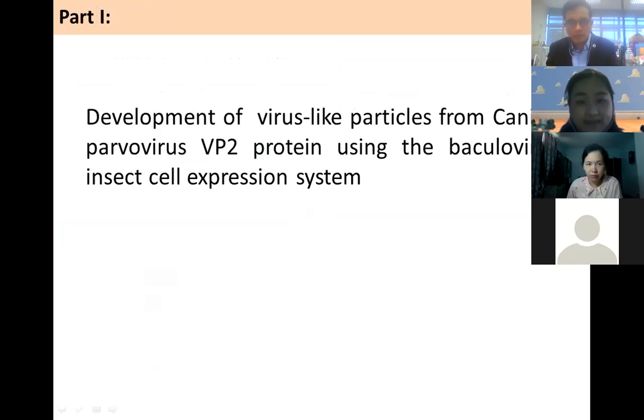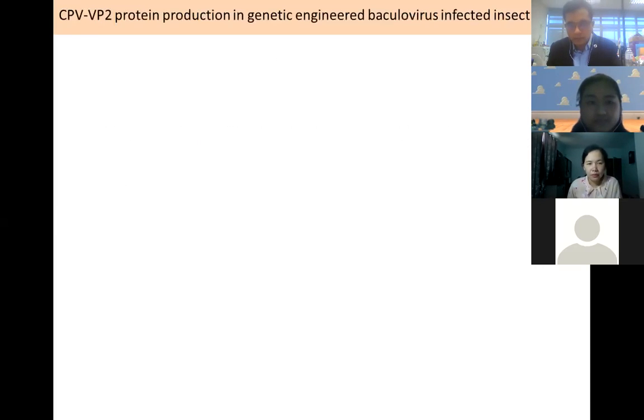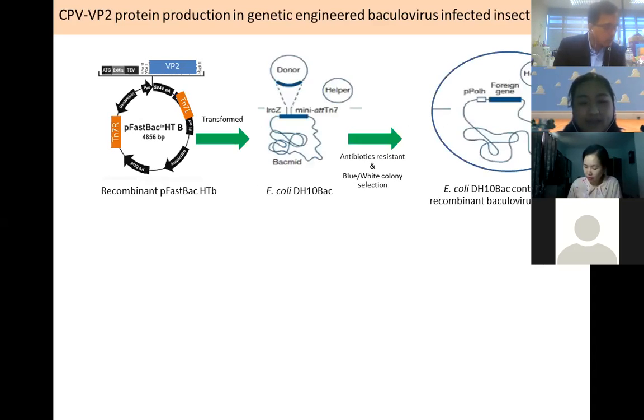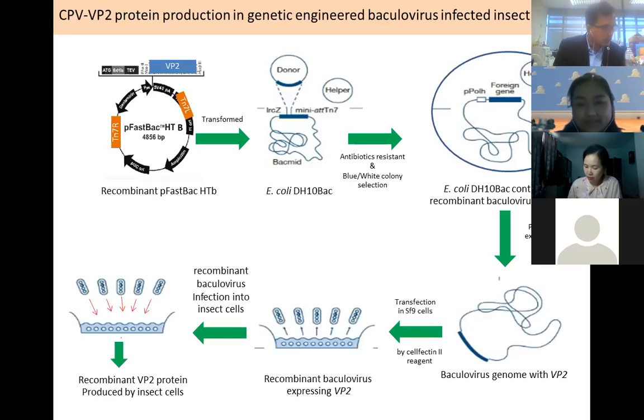Let's start with the first part, in which VLPs are produced in baculovirus expression system to produce an antigen for our oral vaccine formulation. First, VP2 gene was inserted into pFastBac vector at the transposition site and then transformed into E. coli DH10Bac that contains baculovirus genome. And then we extract the plasmid and transfect into insect cells. Finally, we will get recombinant baculovirus containing VP2 gene and infect the recombinant baculovirus containing VP2 gene into the insect cell again.